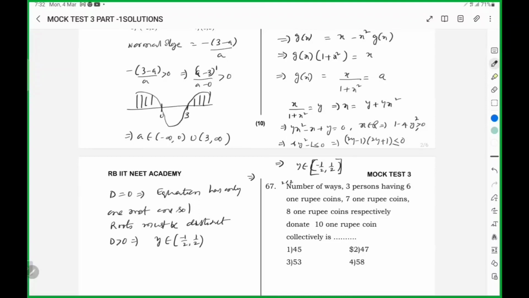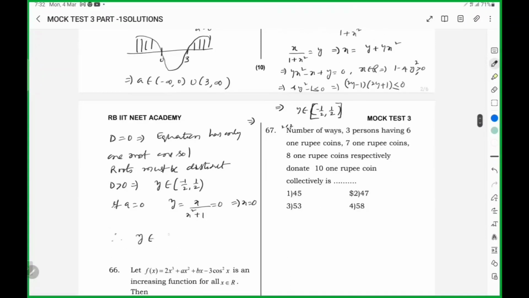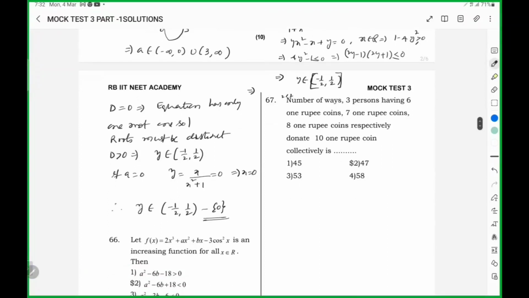So what will happen if a is 0? Then x becomes 0, only one solution. Therefore, y must belong to the range to have at least two solutions. So they must lie between these.